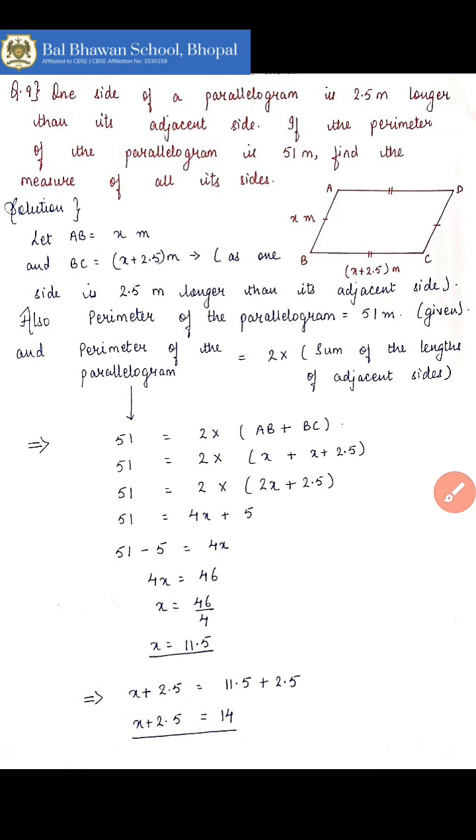14. As we all know that the opposite sides of a parallelogram are equal in length, you will get the measure of the opposite sides equal. That is AB and CD will be equal to 11.5 and BC and AD will be equal to 14 meters. In this way, we are able to find out the measure of the sides of the parallelogram.